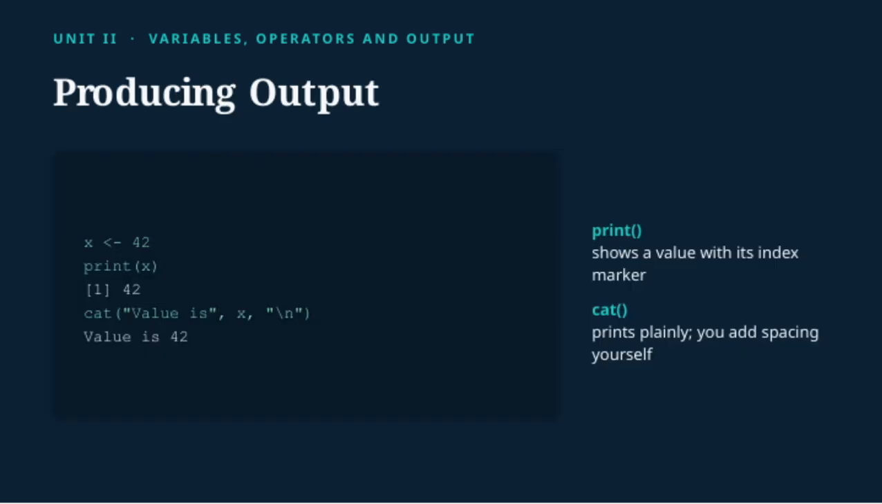When we want to see the value of something in R, there are two common ways to do it: print and cat. Print shows the value along with its index marker, which is useful to know exactly where the output comes from. Cat, on the other hand, prints the value plainly, no extra formatting, so you add your own spacing. For example, if we assign 42 to x, print(x) shows the value with its index, while cat lets us create a custom message like "value is 42". This is how we produce output in R.